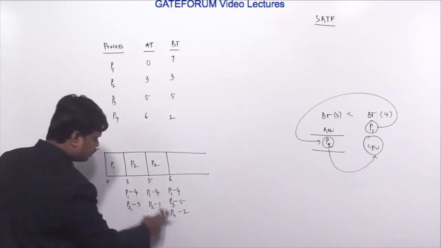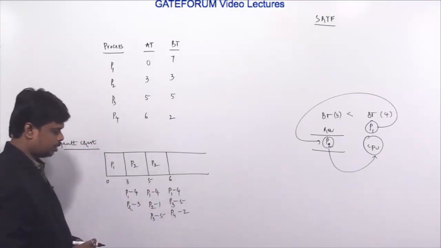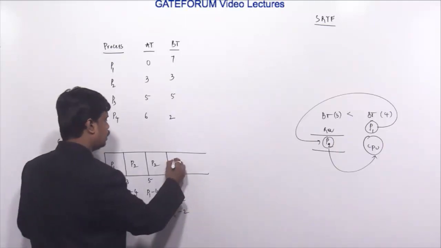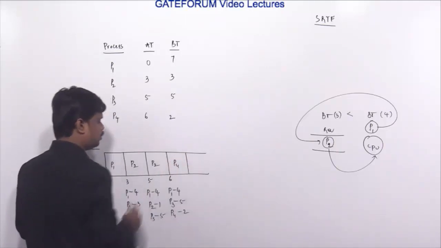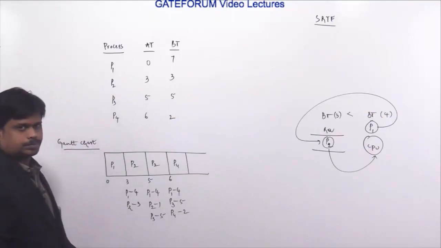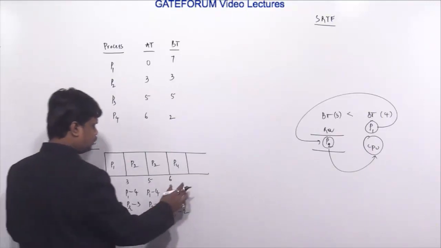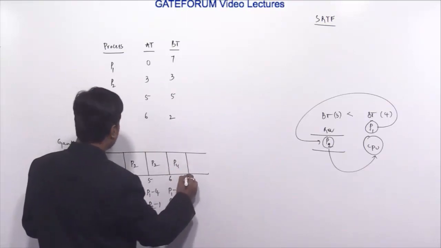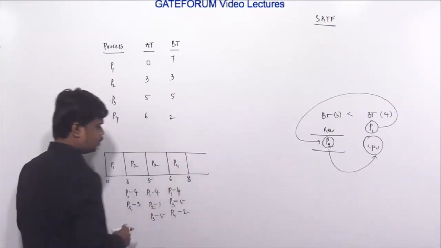So among these 3 running ready queue processes, P4 has the lowest burst time. So that's why P4 will execute. P4 will be handed over to the CPU. Since it is a shorter one, it can be completed, which means it can be executed till 8.